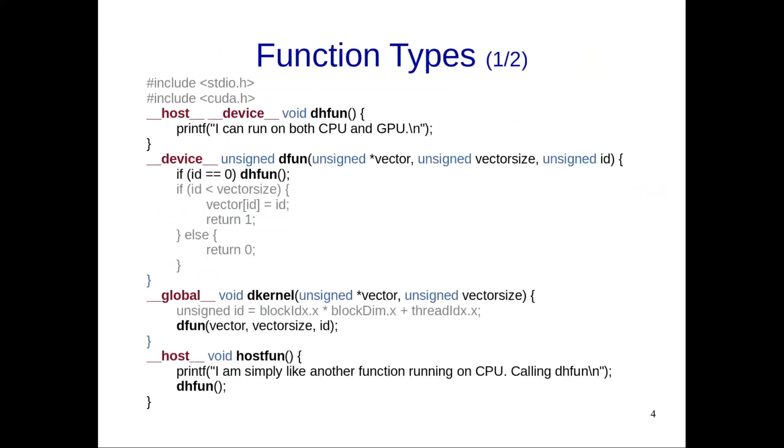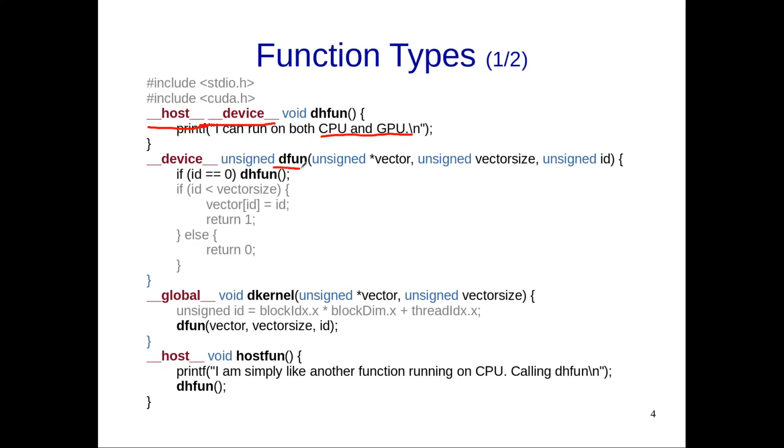So let me give you one specific example where we have these different kinds of functions defined. And interestingly, the same function can be marked as both host as well as device. Okay, so this dhfun is a device host function, which can run on both CPU and GPU. Now this might look very interesting, but we have to be a little careful about what all statements we can push inside such a function. So the kind of statements we are allowed inside the host device functions are the ones which can be executed on both CPU and GPU.